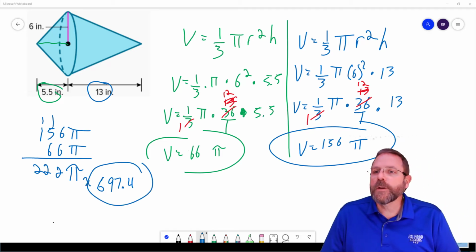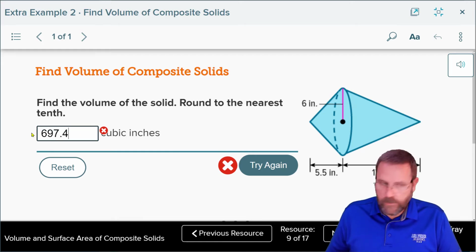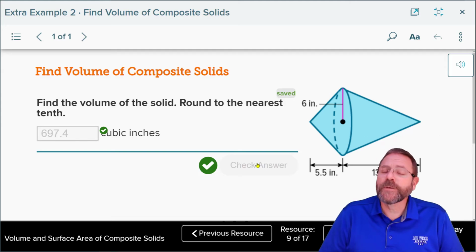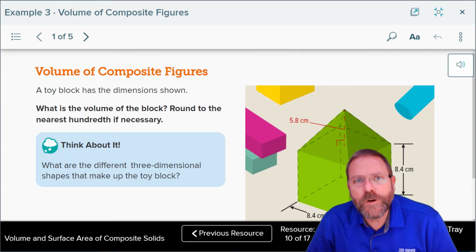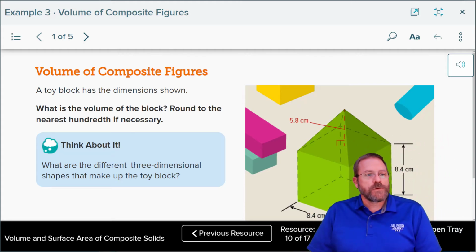Jump back over to the textbook, and we're going to put that in, 697.4. Try again, and this time it did check. It's important to simplify your numbers properly. Let's look at example number 3 next. We have a toy block which has shown dimensions.